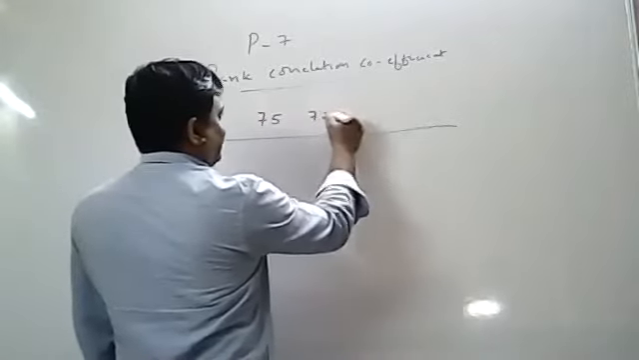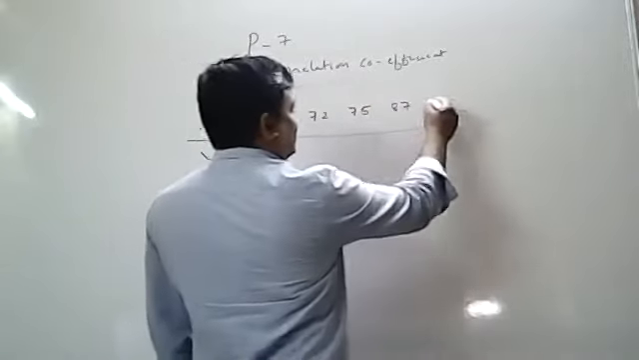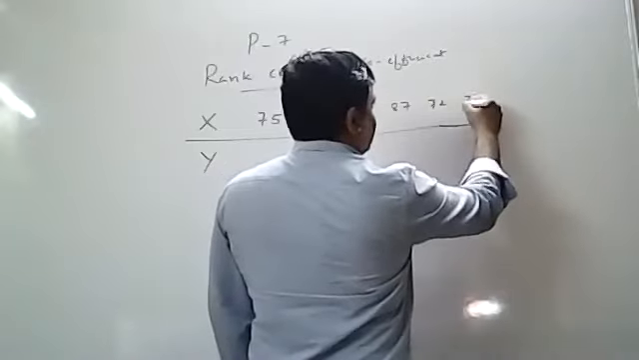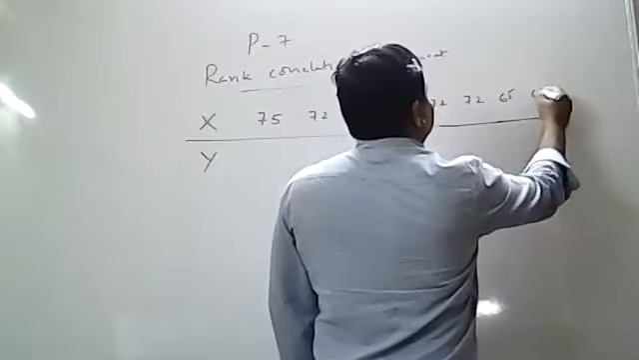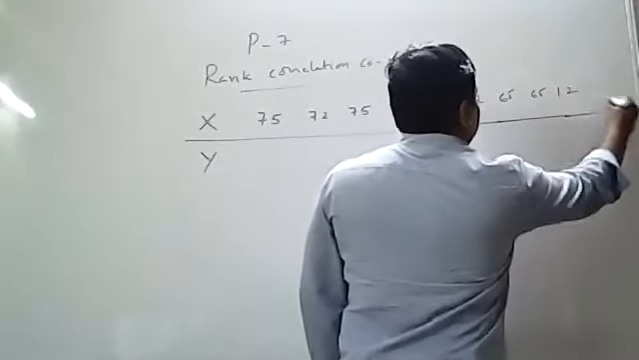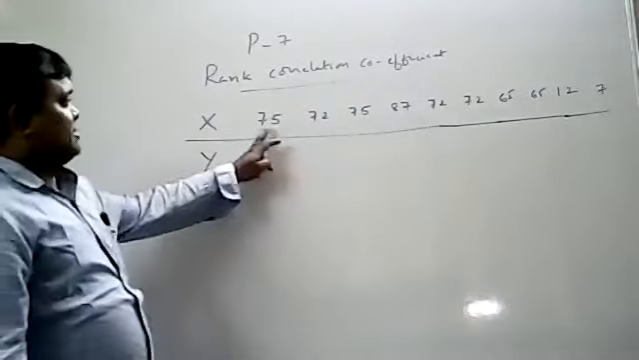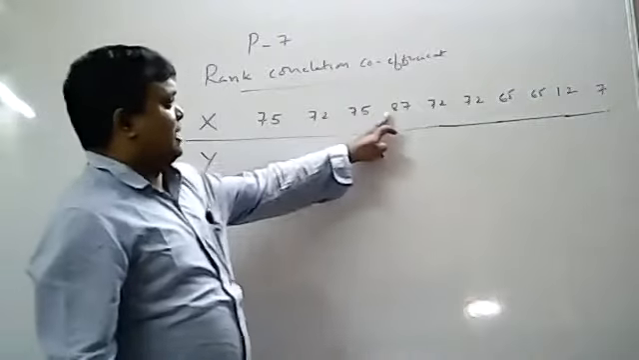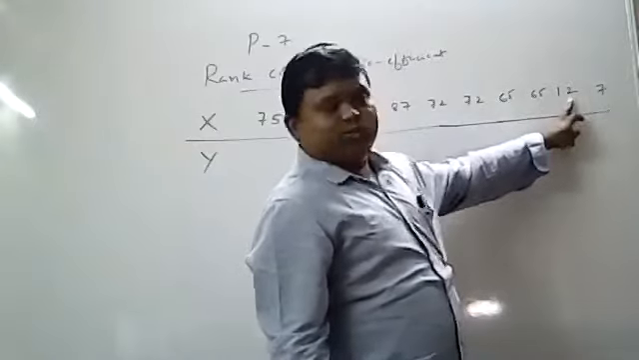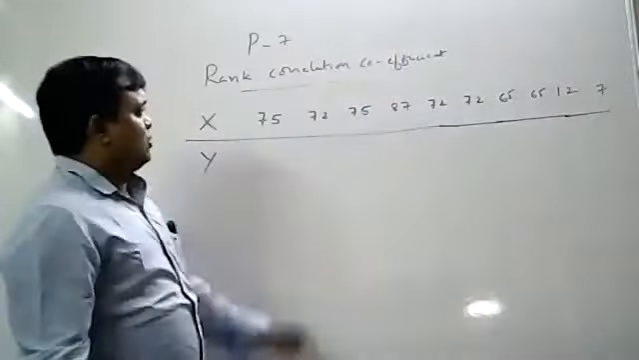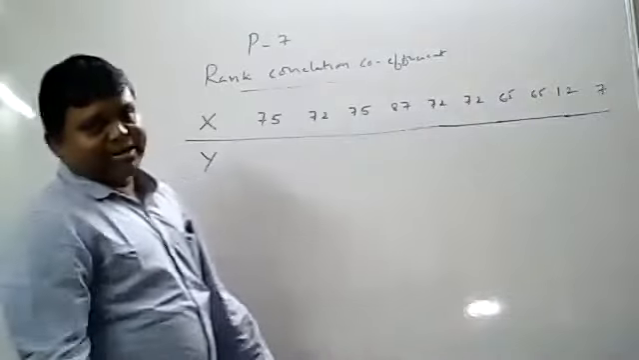The x values are 75, 72, 75, 87, 72, 72, 65, 65, 12, and the last value is 7. Total how many values have I given? 3 plus 3 is 6, plus 4 is 10. I have given 10 values.